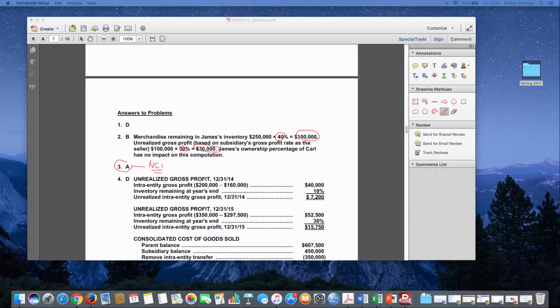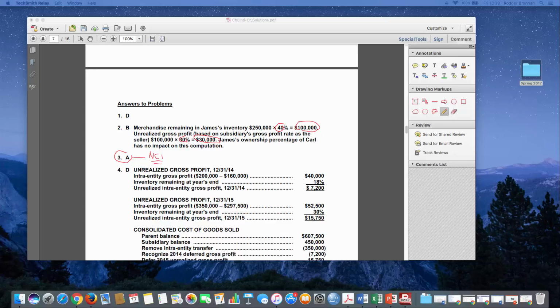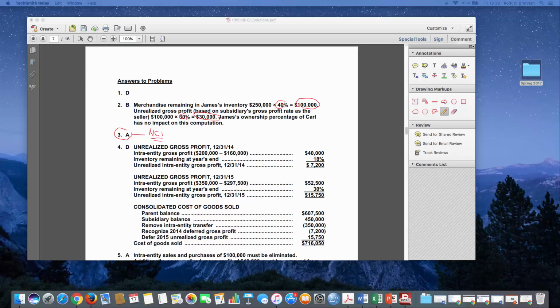So as the answer A says, the subsidiary's reported net income is adjusted for the impact of upstream transfers prior to computing the non-controlling interest account. Nothing is made for any sale that occurs between the parent and the subsidiary for non-controlling interest.